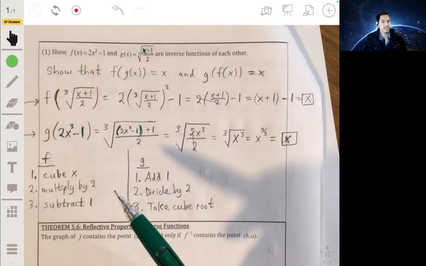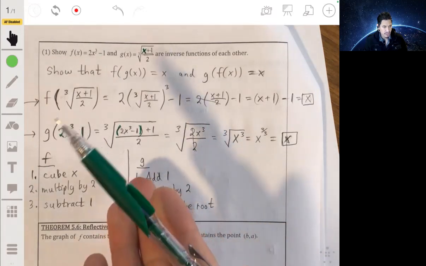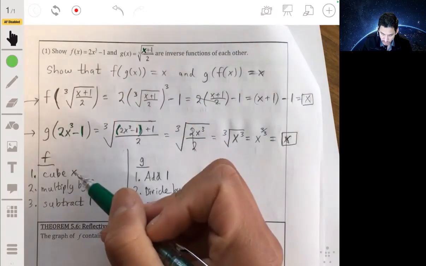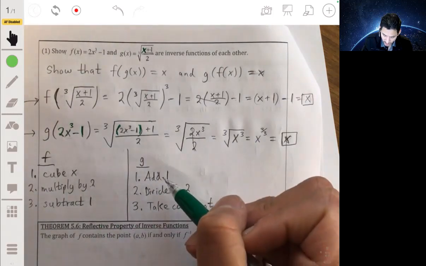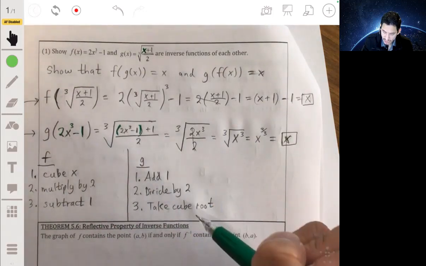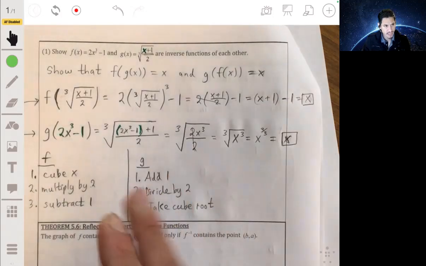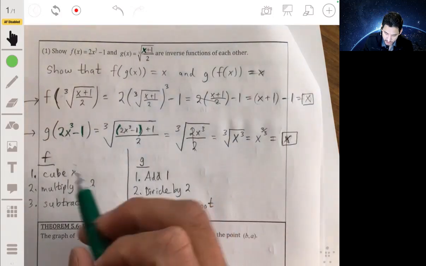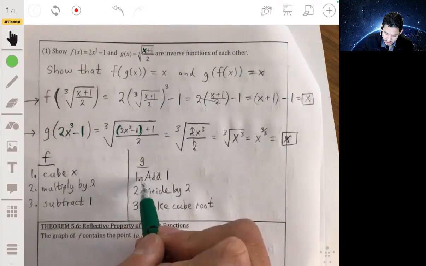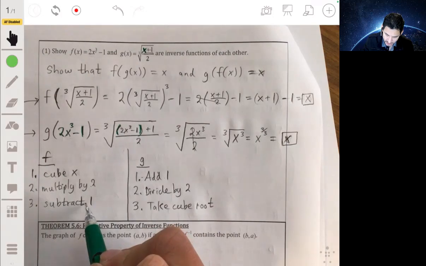So I do 3 steps in each of them, and look at what's going on here. In f, I go from cubing to multiplying by 2 to subtracting 1. In g, I go from adding 1 to dividing by 2 to taking the cube root. So this shows logically what's going on when you have an inverse function, or when you undo something. You don't start by doing the opposite of the first step. You start by doing the opposite of the last step.